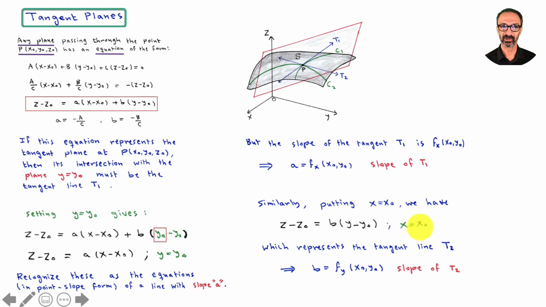Setting x equals x sub 0, this term will cancel, and you're going to end up with z minus z sub 0 equals b times y minus y sub 0. Of course, b, same concept, will relate to the first derivative with respect to y at that point x sub 0, y sub 0. So this is the equation for t sub 2, the tangent line, and this is the equation for t sub 1, the other tangent line. And the surface will be the surface that contains or is built of t1 and t2.